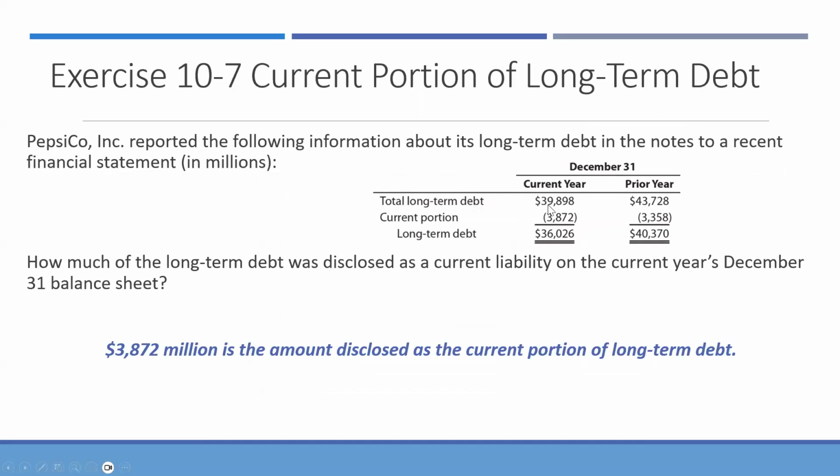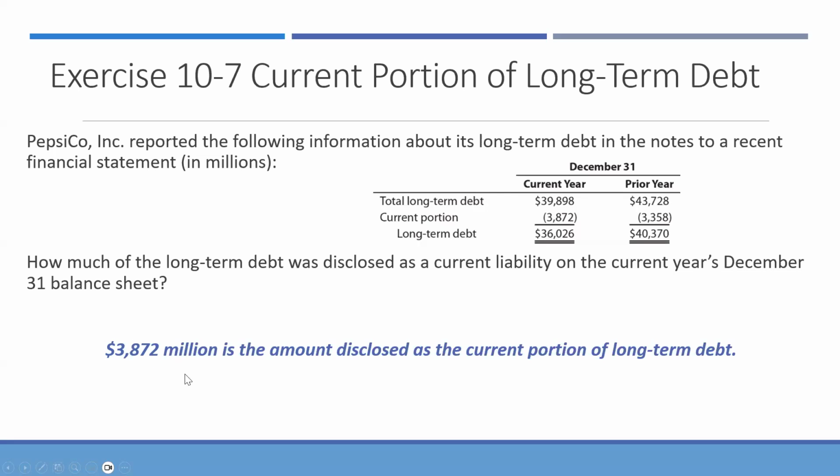Total long-term debt of 39,898, the current portion of which is 3,872. And notice it's all in millions, so this is really 3.8 billion. And then long-term debt is 36 billion. So how much was disclosed as a current liability?